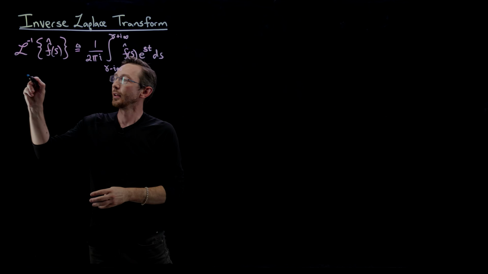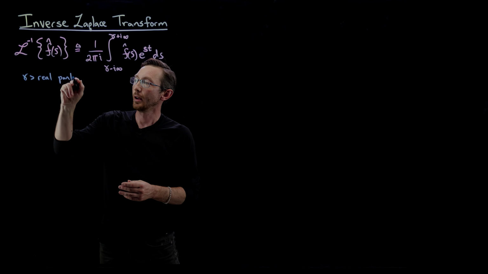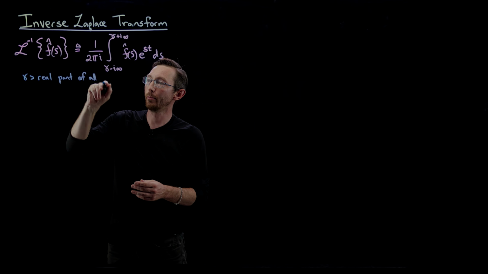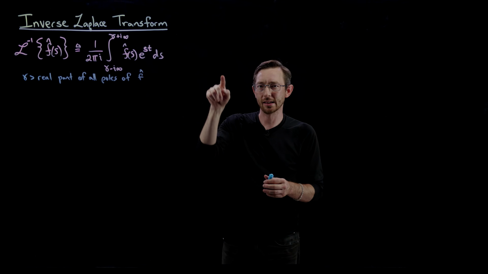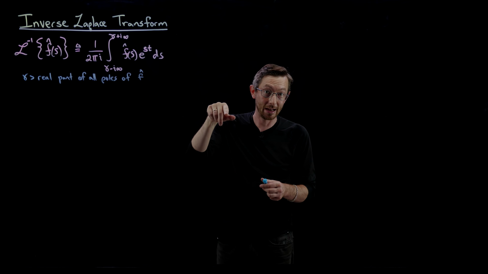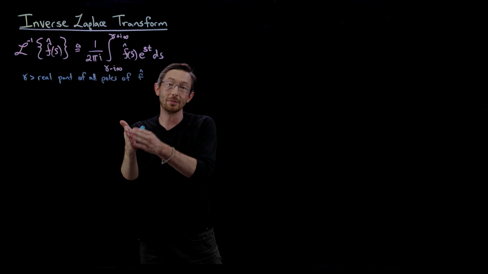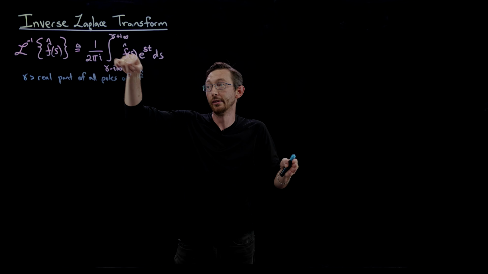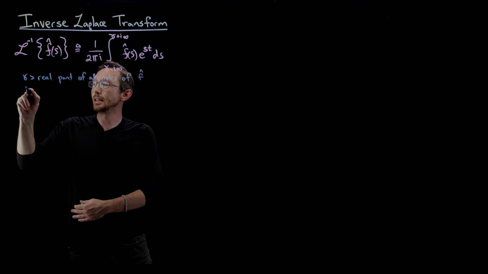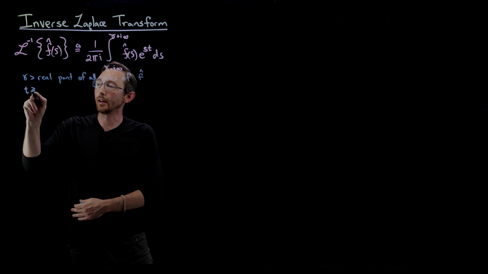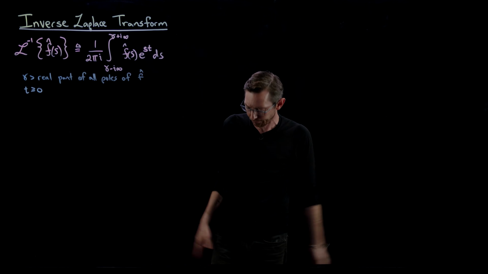Gamma is chosen to be greater than the real part of all the poles of f hat. So poles are just things like 1 over s minus 5. There would be a pole at s equals 5 where it's not analytic. That function's not analytic. And I need gamma to be bigger than the real part of every pole of this function. And I'll draw you a picture in a minute, but this is a condition. We also assume that t is strictly non-negative. t is greater than or equal to 0. So this works for positive time into the future.